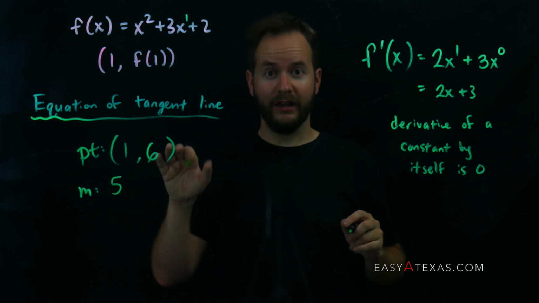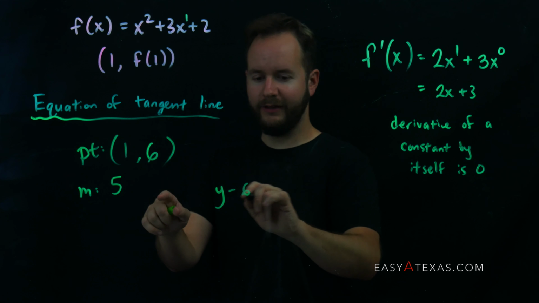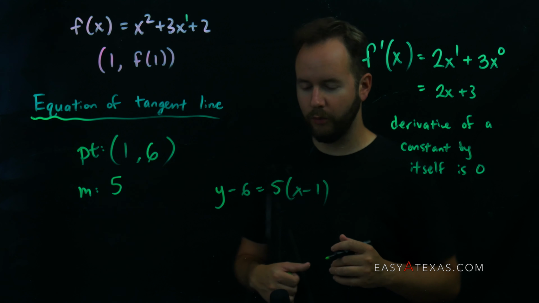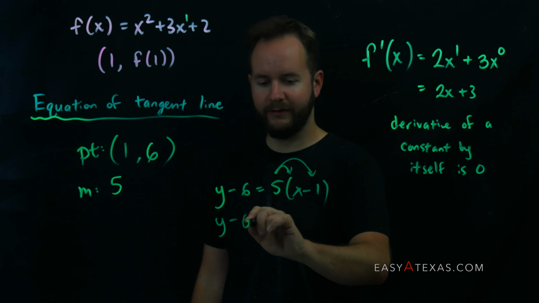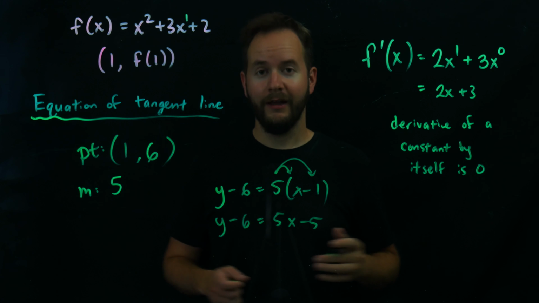Now that I have my point and my slope, I can construct the point-slope form of the line. That would be y minus 6 equals 5 times x minus 1. You guys did this in Algebra 1 way back in the day. Distribute the 5, if you'd like, to give me y minus 6 equals 5x minus 5, and you can rearrange terms as needed to get the answer you want.